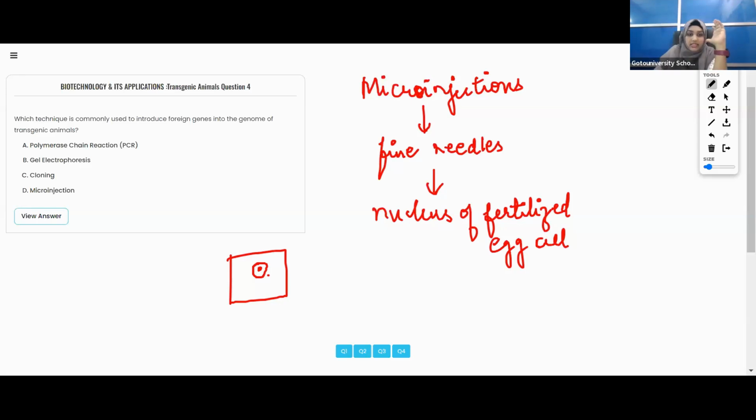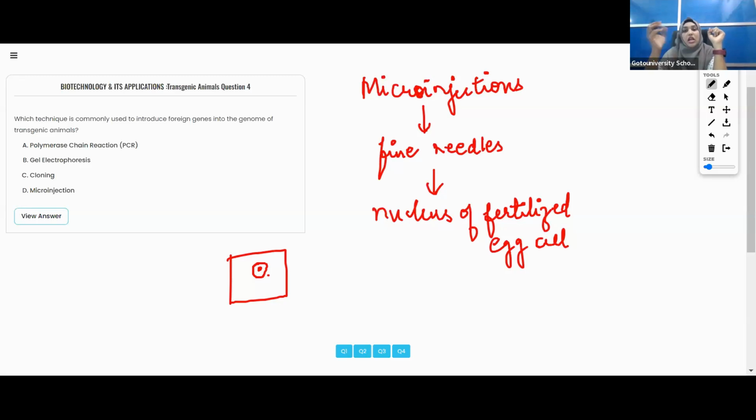So how it works: the scientists first isolate the gene of interest. How to isolate it and so on, you know. First they isolate the gene of interest, and then they prepare it for injection. Afterwards, they carefully inject it into the pronucleus of a fertilized egg. When the egg is fertilized, they insert the injection into the nucleus of the egg, typically at the single cell stage. Afterward, as the embryo continues to develop, the foreign gene will integrate into its genome.